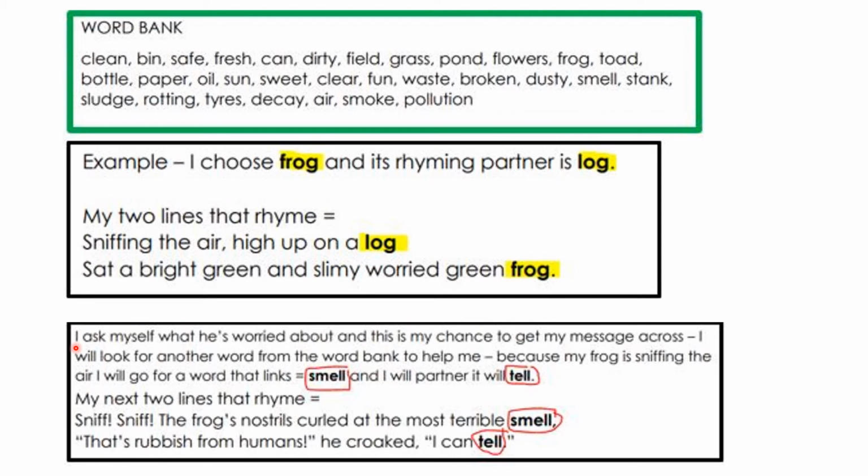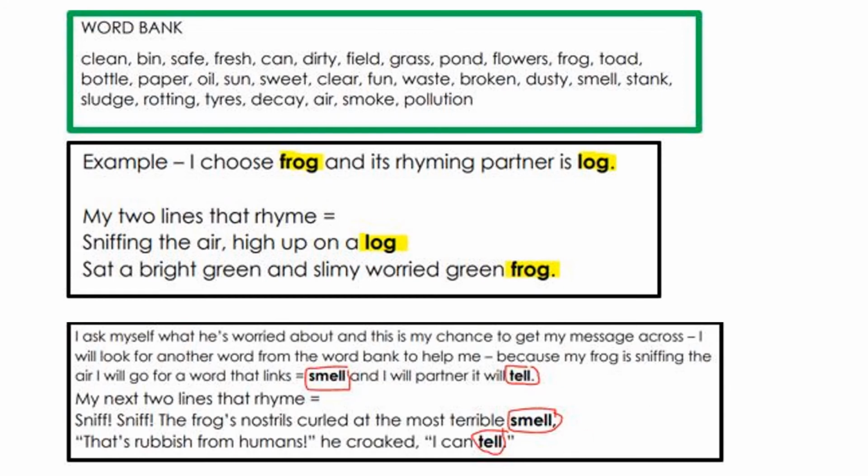Then I wanted to ask myself what he's worried about, and this is my chance to get my message across. And I'm going to look at another word from the word bank, and I chose smell, and I partnered it with tell. So my next 2 lines were sniff, sniff. The frog's nostrils curled at the most terrible smell. That's rubbish from humans, he croaked. I can tell.